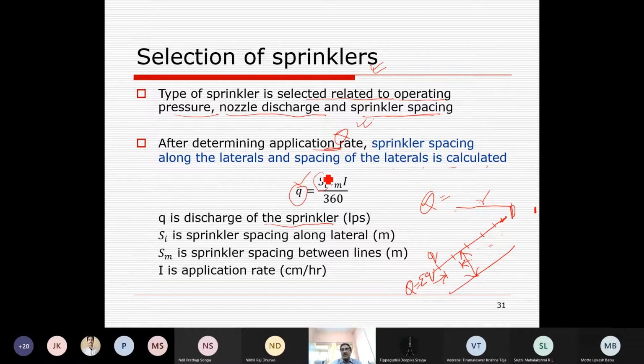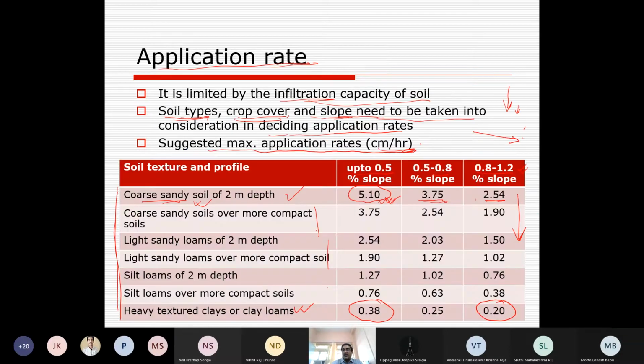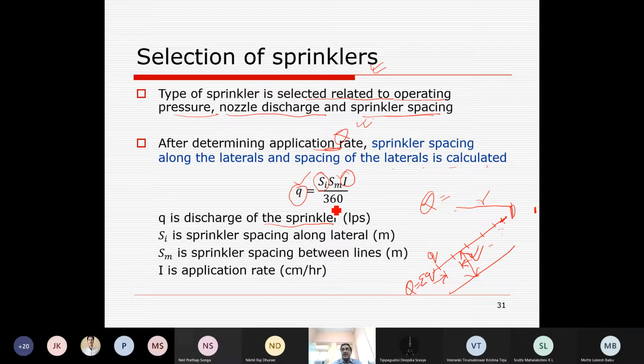So SI is individual sprinkler spacing along the lateral in a simple lateral, and SM is given sprinkler spacing between laterals. I is infiltration rate, what we have defined or what we have assumed most probable for our condition, that is I divided by 360. So it's in meter, spacing between laterals and spacing between sprinklers is in meter.